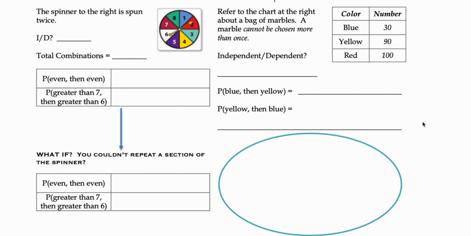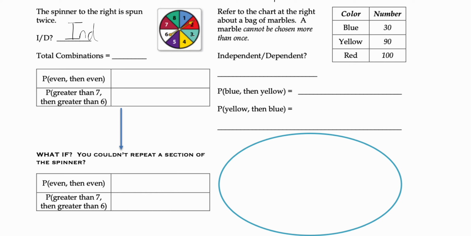of independent and dependent events in compound probability. So first we have here on the left side, the spinner is spun twice. Obviously, that's independent. You are not having any impact on the second spin from the first spin. Those two spins are independent of one another.